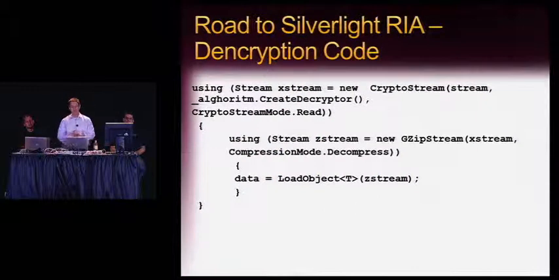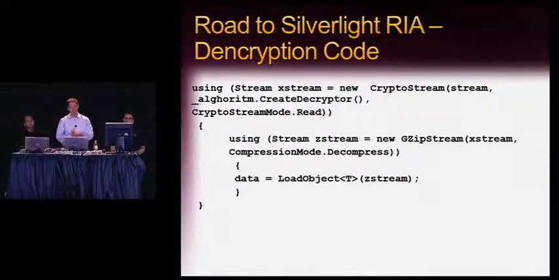Here are some examples of the code that we have for decryption. This is a little code snippet where we're pulling data out of the isolated storage. First, we decrypt it, we unzip it, and then we load the data, again, to make sure that the data is secure.